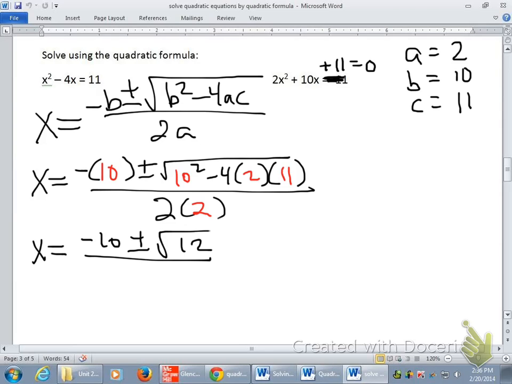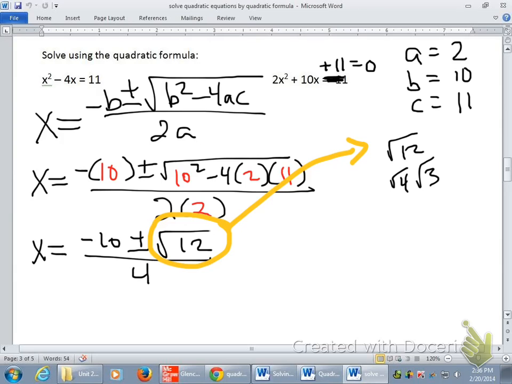Divided by 2 times 2 is 4. Deal with this in my head. What's the square root of 12 simplified? That's going to be 4 and 3, which is 2 radical 3, 2 square root 3. So that gives me x equals negative 10 plus or minus 2 radical 3 divided by 4.